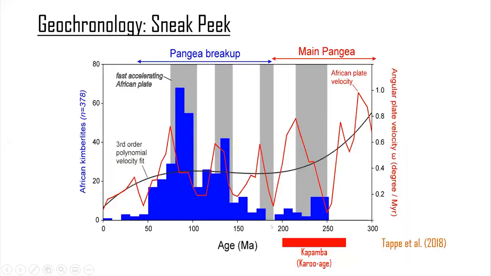Okay. And while this would change this bar, so somewhere over here, we see that this is still relevant because at this point here, which would be about 130 million years ago, it still corresponds to a high African plate velocity and a pretty significant number of African kimberlite eruptions.